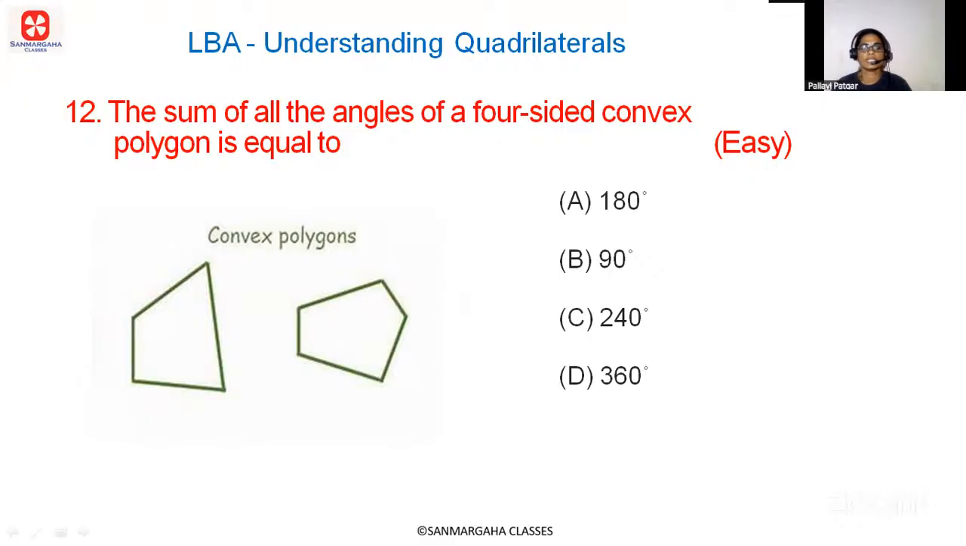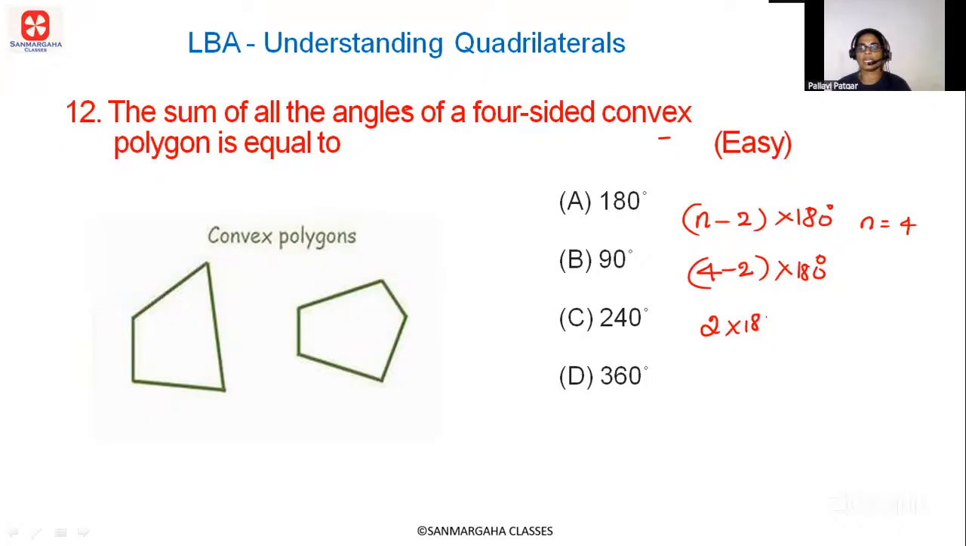n minus 2 into 180 degree. So here for a four-sided polygon, the number of sides n is equal to 4. Substituting, we get 4 minus 2 into 180 degree. So 4 minus 2 is 2, into 180 degree. So this is equal to 360 degree.